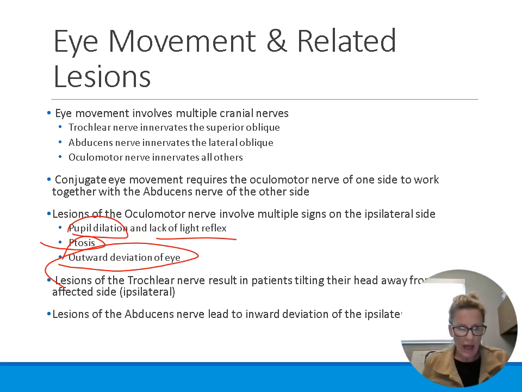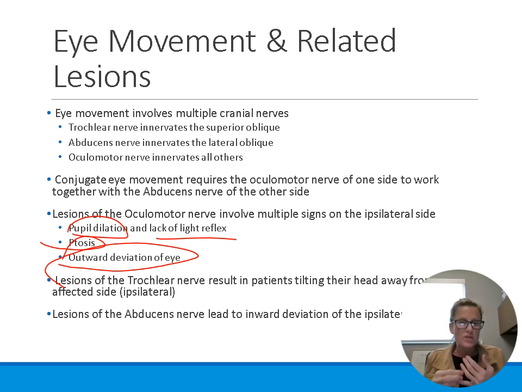Lesions of the abducens nerve, cranial nerve 6, lead to inward deviation of the ipsilateral eye. So remember, cranial nerve 6 and cranial nerve 3 move the eye in opposite ways, right? One moves lateral, the other moves medial. Cranial nerve 3 is responsible for moving the eye inward. Cranial nerve 6 is responsible for moving it outward. So if one of those is messed up, the eye moves in the opposite direction too much.